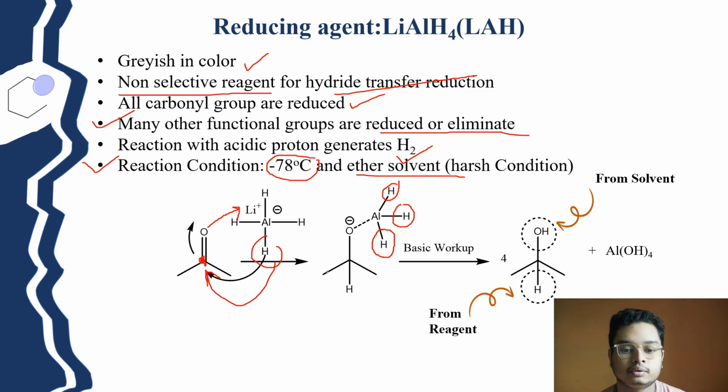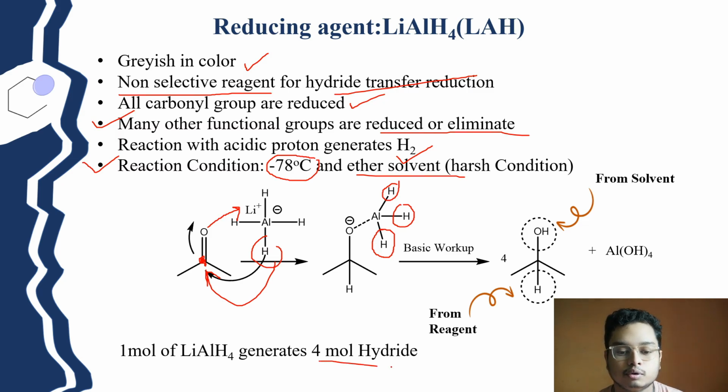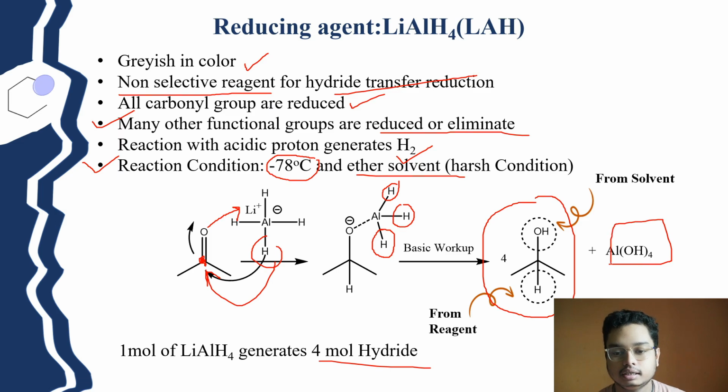After workup, 1 mole of lithium aluminum hydride generates 4 moles of hydride. That means 1 mole of lithium aluminum hydride will be able to reduce 4 moles of carbonyl compound, and this is the byproduct. The mechanism is purely similar to the NaBH4 based reduction, whereas one of the hydrides comes from the reagent and one of the hydrides comes from the solvent itself.